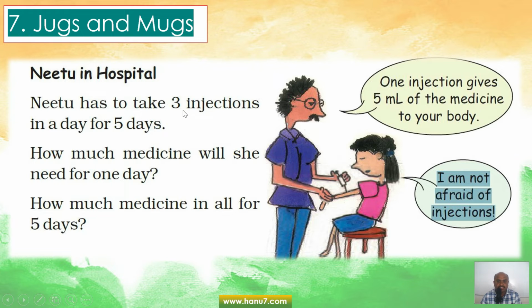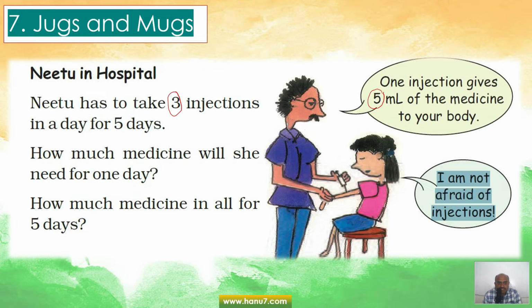She has to take 3 injections, and each injection is of how much size? I mean, what is the capacity of the medicine in that? One injection gives 5 ml of medicine to your body. Neetu says she is not afraid of injections and the doctor can give as many as needed. That's why the doctor is giving her 3 injections, otherwise it would be very difficult to give more than one injection to kids.